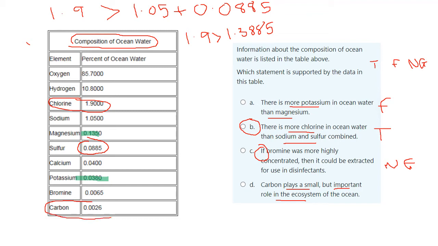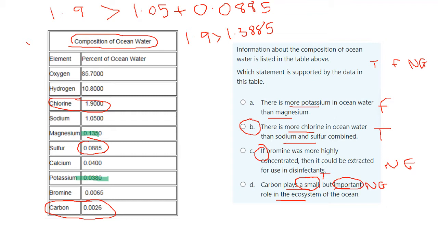D, carbon plays a small but important role in the ecosystem of the ocean. Well, carbon does have a small role. This part would be true. Important, there is nothing in the table that tells you it is important. There quite likely is an important role. It might be used for the plants that live in the ocean.